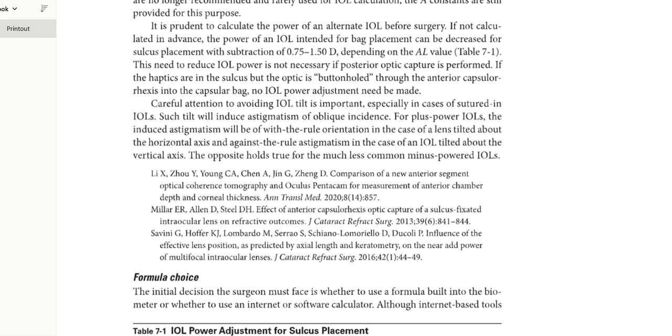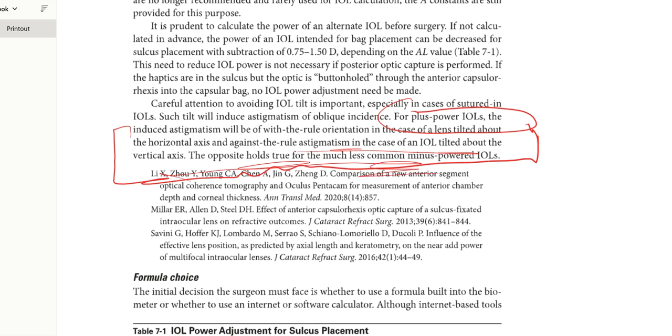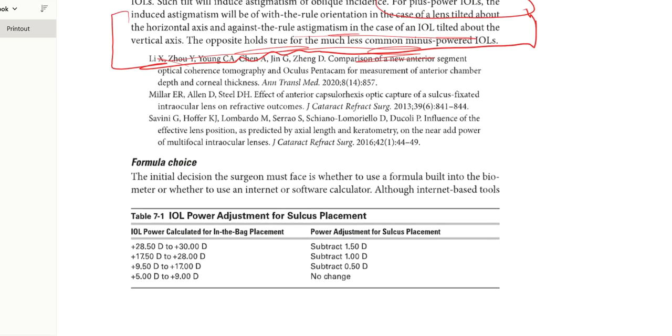Here is the point for plus power IOLs. The induced astigmatism will be with the roll in the case of the tilted about the horizontal axis and against the roll. Okay, remember this. This is very important. IOL power adjustment for the surface placement.